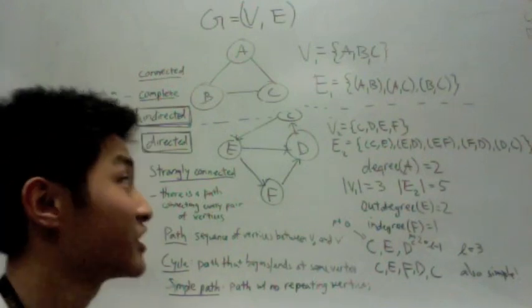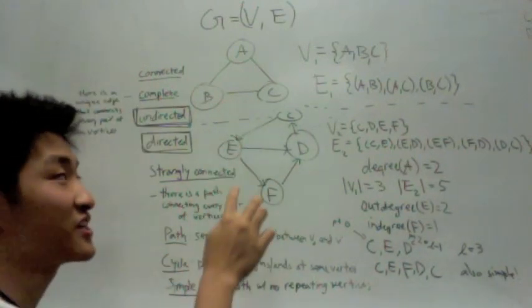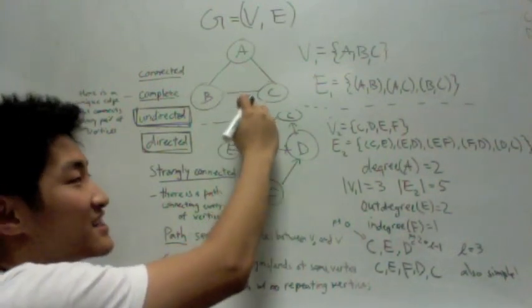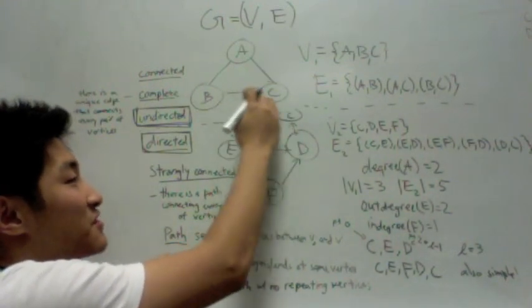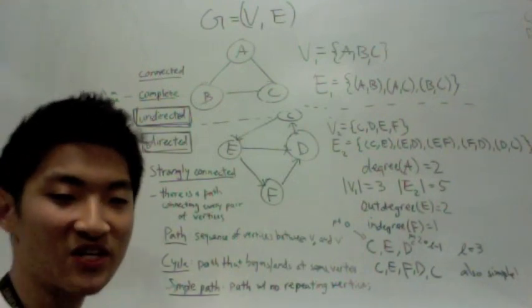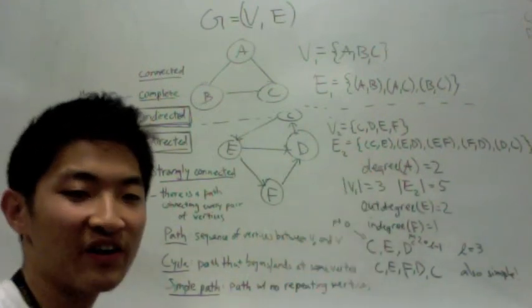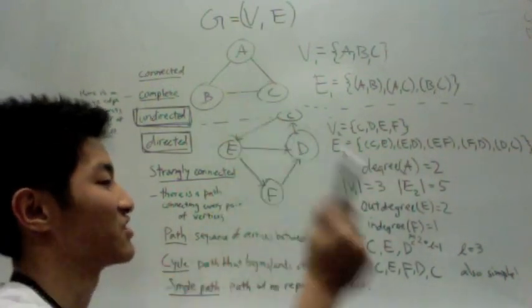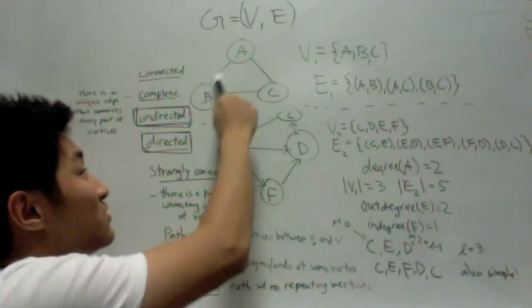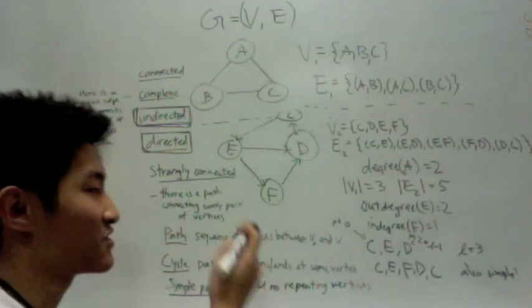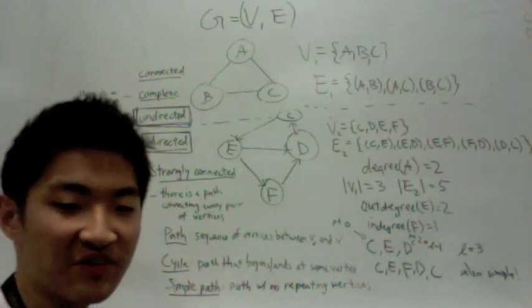Some more terminology here. Two vertices are adjacent if there's an edge connecting those two, and an edge is incident to a vertex if the vertex is one of the two vertices that the edge connects. So we can talk about stuff like a degree, where the degree is the number of edges incident to a certain vertex. So the degree of A is 2, the degree of B is also 2, and the degree of C is 2. In directed graphs, we talk about in degrees and out degrees.